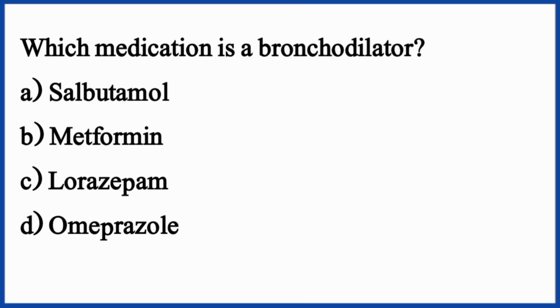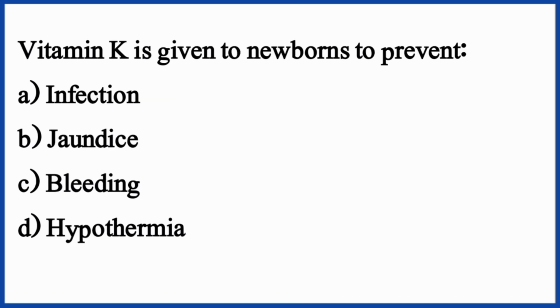Which medication is a bronchodilator? The correct option is option A, salbutamol. Vitamin K is given to newborns to prevent. The correct option is option C, bleeding.